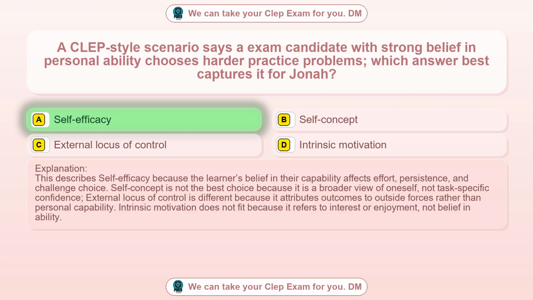This describes self-efficacy because the learner's belief in their capability affects effort, persistence, and challenge choice. Self-concept is not the best choice because it is a broader view of oneself, not task-specific confidence. External locus of control is different because it attributes outcomes to outside forces rather than personal capability. Intrinsic motivation does not fit because it refers to interest or enjoyment, not belief in ability.